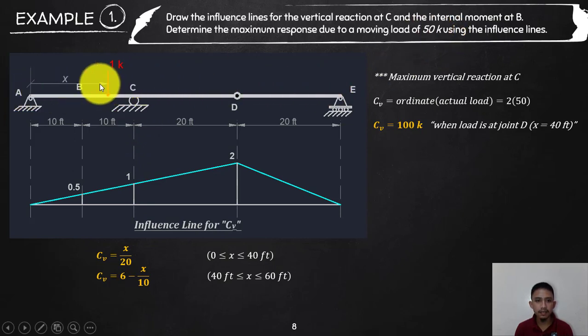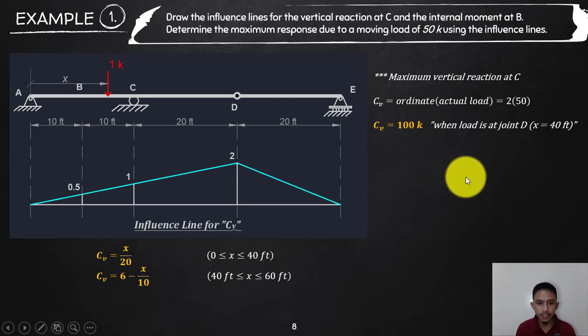And for you to predict the location for us to have that maximum 100 kip, use the influence line that is located at this distance, which is exactly at D. So it means that when the load is at joint D, or that is x equals 40, you will have the maximum CV to be 100 kips.